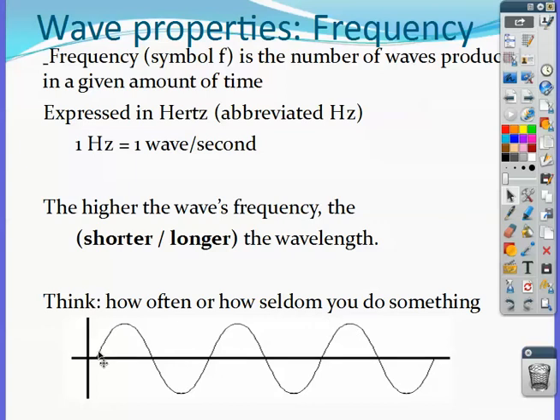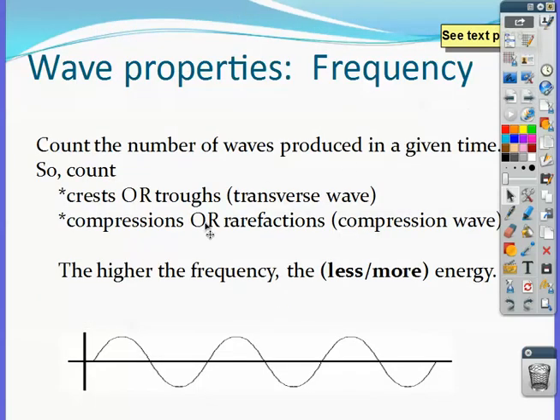But if my frequency was to increase to 6, I'd have a crest here, I'd have another crest here, another crest here, here, here, here. I'd have twice the number of crests in the same amount of space. That means that my wavelength must be shorter. So having a shorter wavelength means having a higher frequency. That goes both ways.